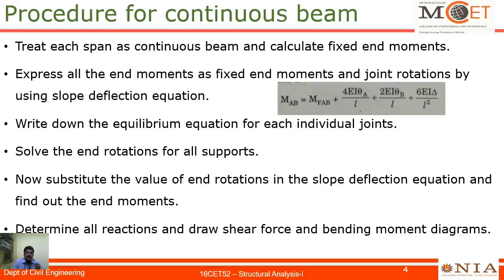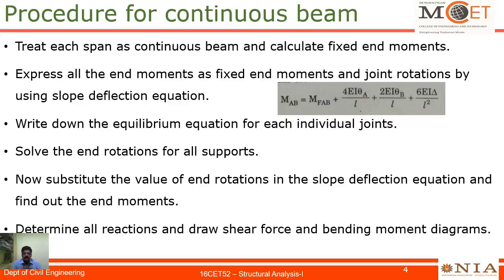Next we need to write the equilibrium equation for individual joints. While solving the problem you will understand what is meant by this step. Next we need to calculate the rotations, that is theta A and theta B at every support, and we need to substitute theta A and theta B in the equations and calculate the final end moments. After calculating the final end moments, we need to draw the shear force and bending moment diagram. So this is the procedure to solve the continuous beam.